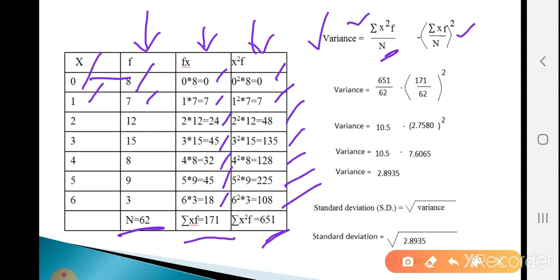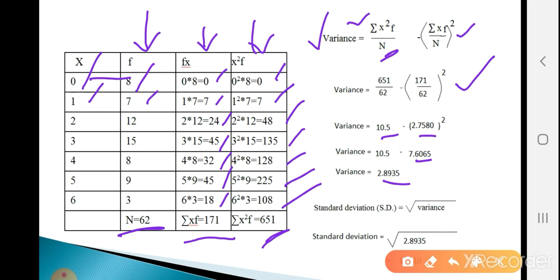Just plug the value of summation x square into f and summation x into f in the formula. So variance is equal to 651 divided by 62, capital N value is 62, minus summation xf, 171 divided by 62, whole square. Now 651 divided by 62, the value is 10.5, then 171 divided by 62 is 2.7580, bracket square, that value is 7.6065. Then 10.5 minus 7.6065, so the value is 2.8935.